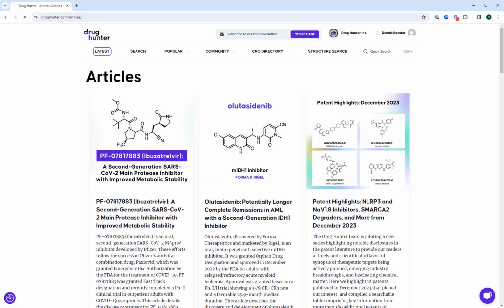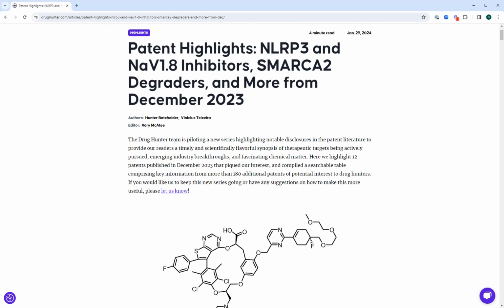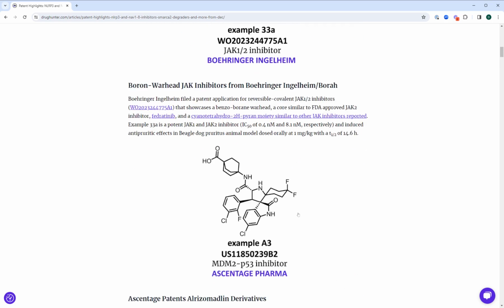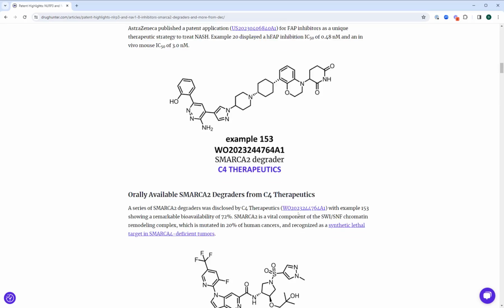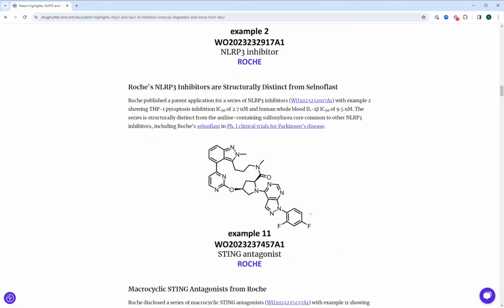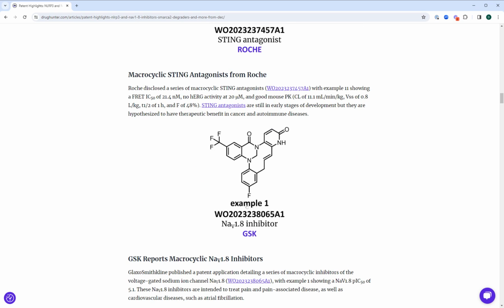A format that we've been experimenting with is roundups of molecules, news, and most recently patents. So I'm going to focus on patents in this case. Here you can see a few patents, for example, Denali's LRRK inhibitor or a STING antagonist from Roche, one of the NaV1.8 compounds from GSK, a really hot topic now with the recent news from Vertex.